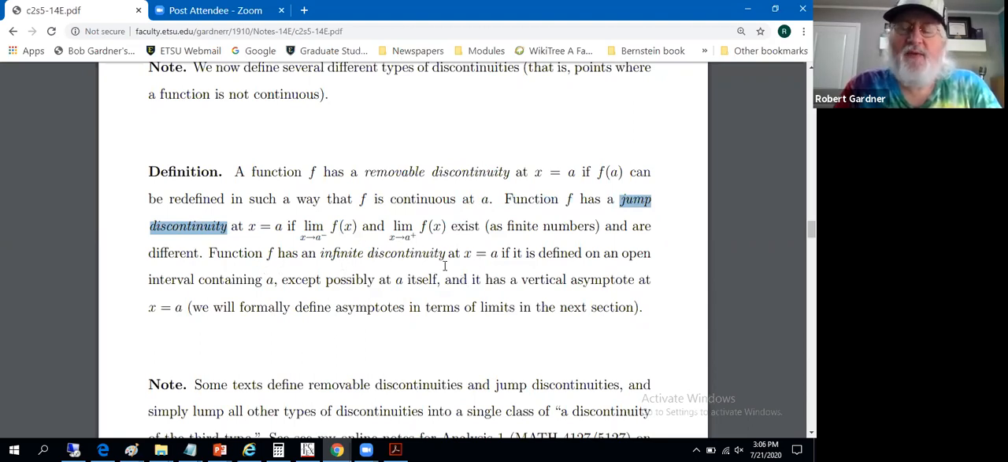A function has an infinite discontinuity at x equals a if it's defined on an open interval containing a, except possibly at a itself, and it's got a vertical asymptote at x equals a. Do you know what a vertical asymptote is? Don't take this the wrong way. You don't, because it involves some infinity stuff, which means it involves some limit stuff. You've got an informal feeling for what a vertical asymptote is. You don't have a formal feeling for it because we hadn't defined it in here. It requires limits to formally define. But I'm confident in your knowledge of vertical asymptotes enough to say, infinite discontinuities are where you have vertical asymptotes of the graph.